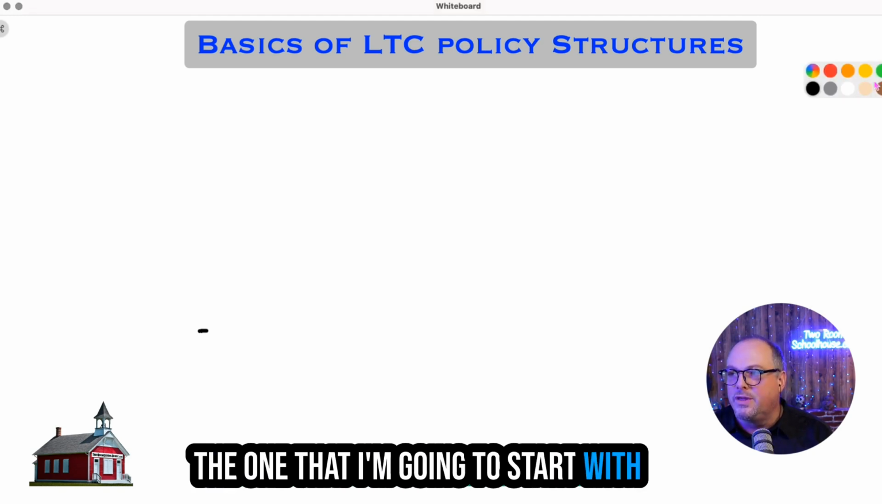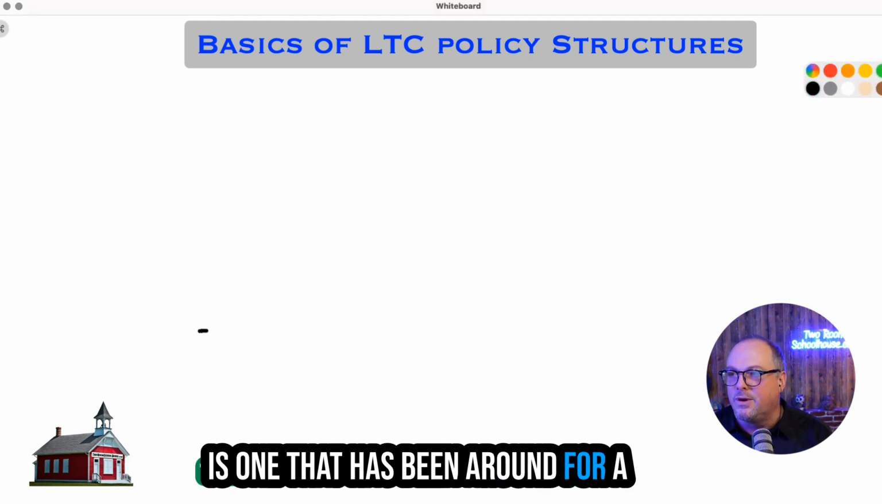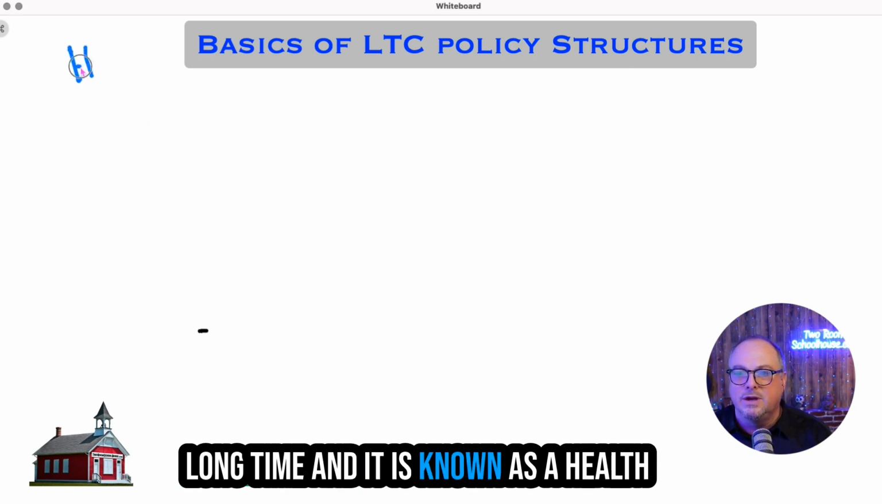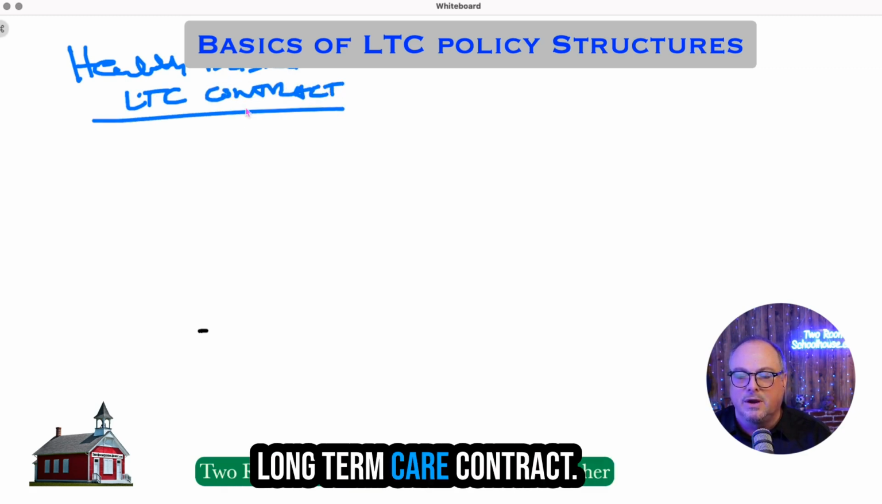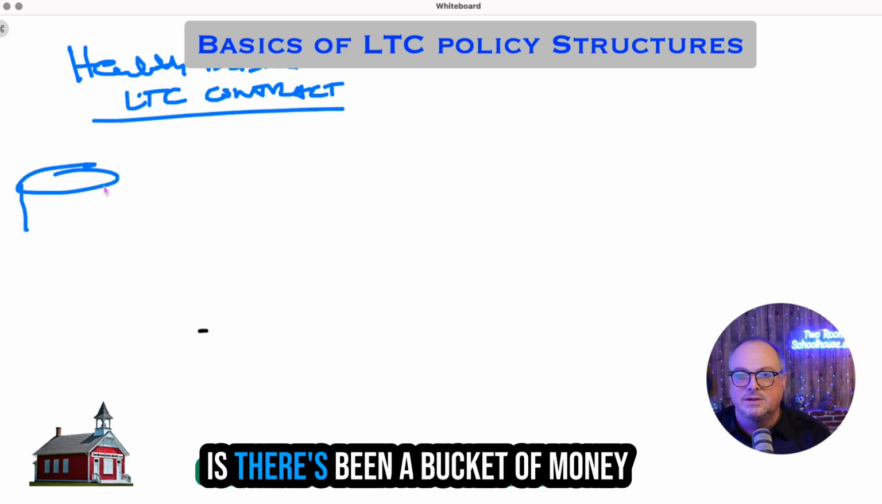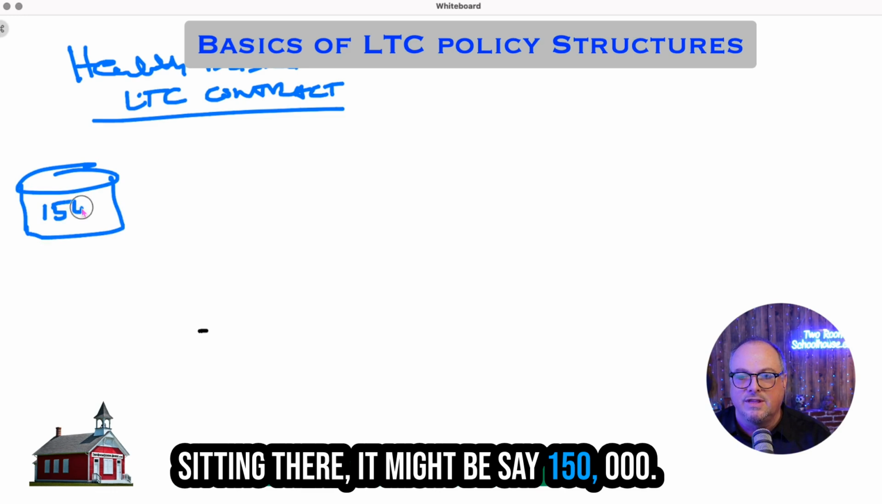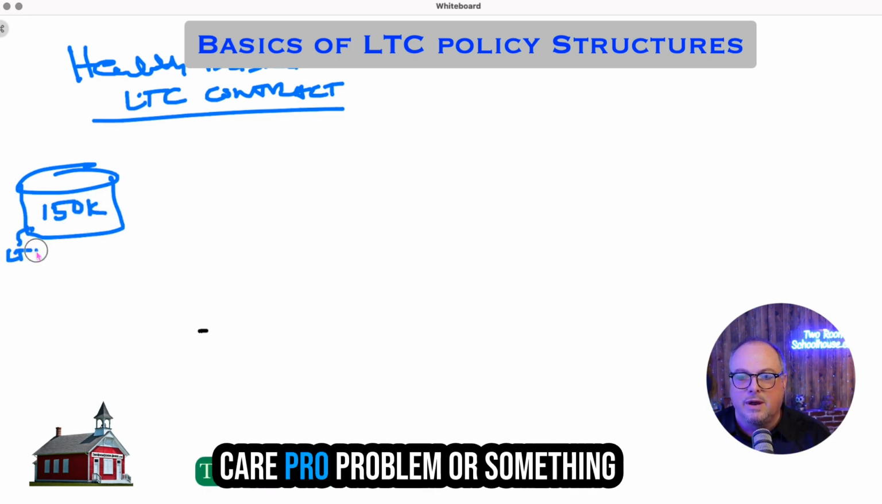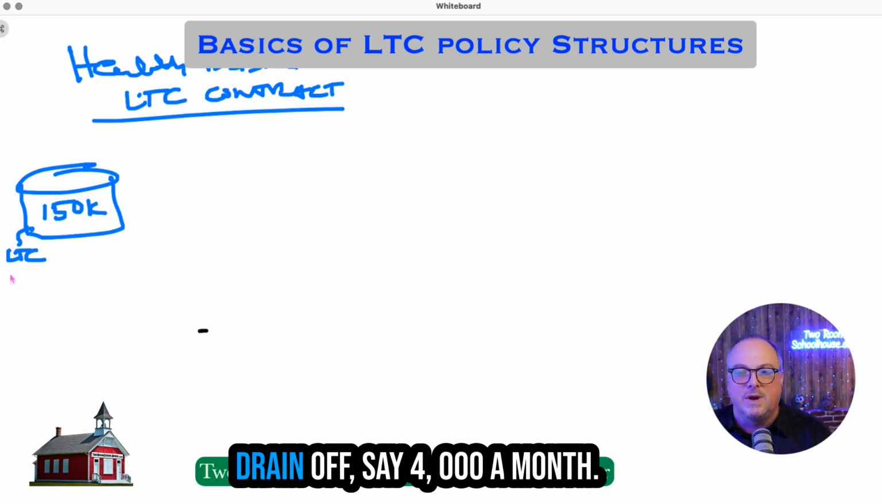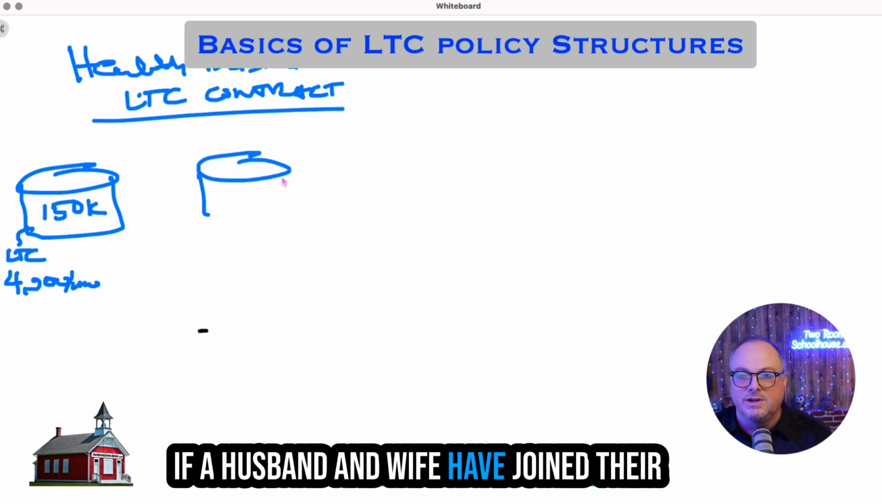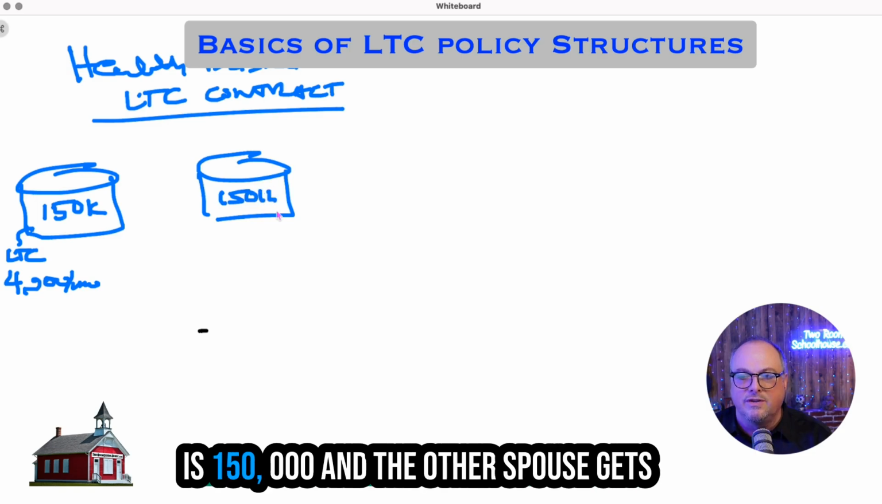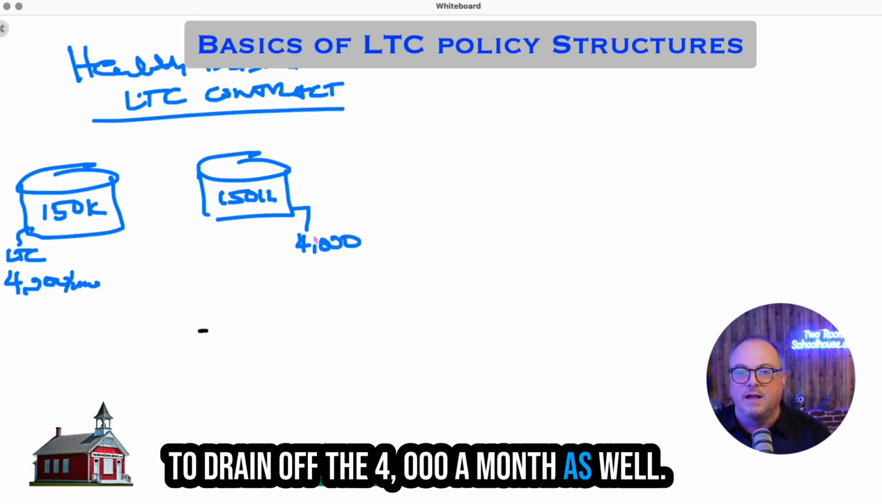The one that I'm going to start with has been around for a long time, and it is known as a health-based long-term care contract. How that has worked in the past is there's a bucket of money sitting there. It might be, say, $150,000. If you have a long-term care problem, this is going to drain off, say, $4,000 a month for long-term care. If a husband and wife have joined their buckets together, maybe his and hers is $150,000, and the other spouse gets to drain off the $4,000 a month as well.